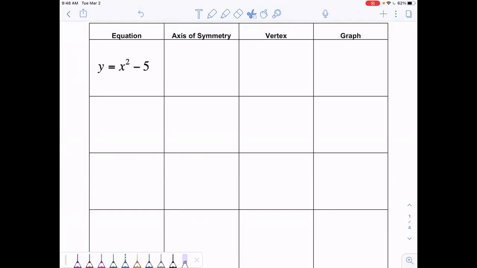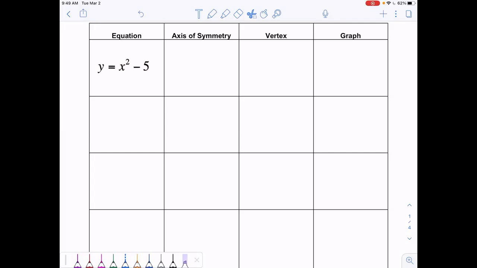Anybody need help copying and pasting? Anybody need help copying an equation and then pasting it? You could write it down as well. All right, so before we find the graph, we're going to answer the other two questions, and then we'll see if we can find the matching graph.